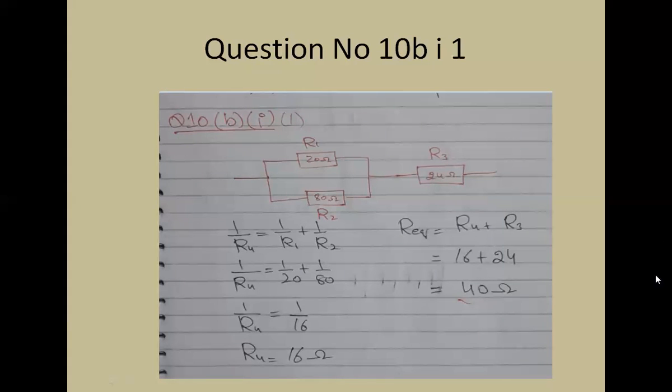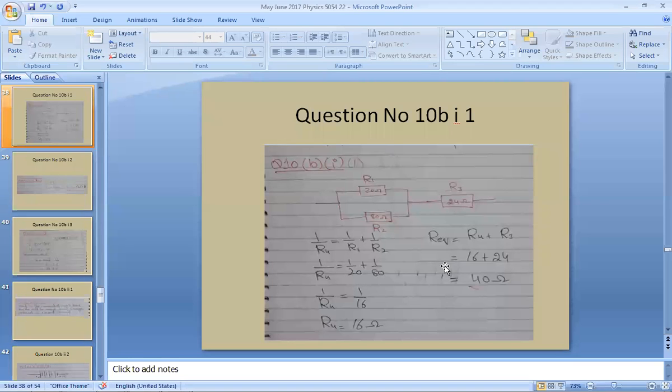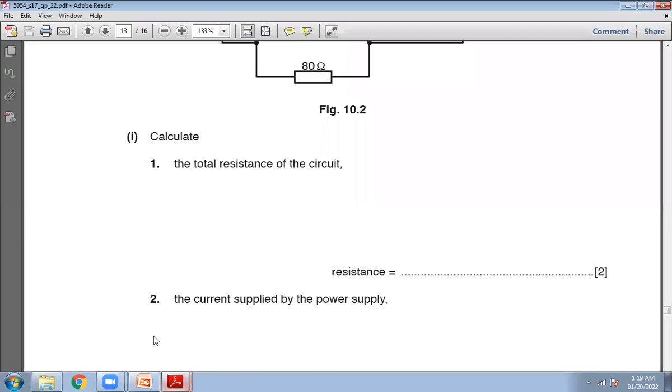Once you know the combined resistance of these two, that will be in series with this R3. So the R equivalent, which is the resistance of the whole circuit, will be equal to R4 plus R3, and that will be 16 plus 24, which is 40 ohm. So the total resistance of this whole circuit will be 40 ohm. Hopefully you understand. Okay, so let's go to the next part.